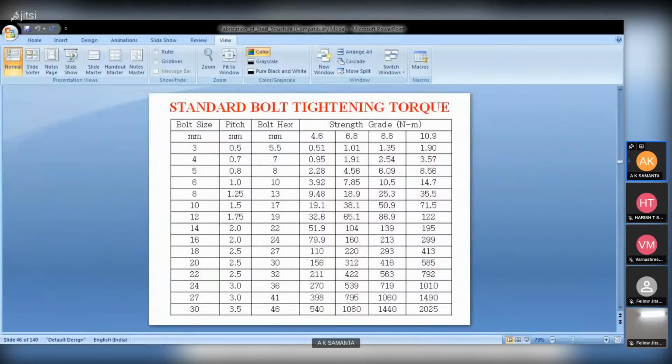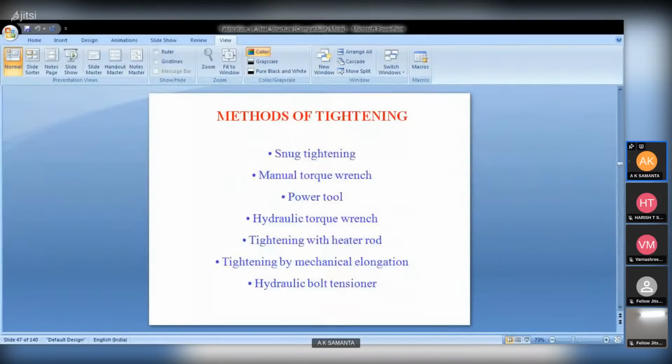Now the torque wrench is also having many types of operating procedure. First is snug tightening, that is manual tightening. Then manual torque wrench, you set the torque and then try to manually tighten it. But if the tightening force is required very much, then we have to use power tools. A number of power tools are there, pneumatically operated, hydraulic torque wrench is there, or heating rod is there. That is another technique. Tightening by mechanical elongation.